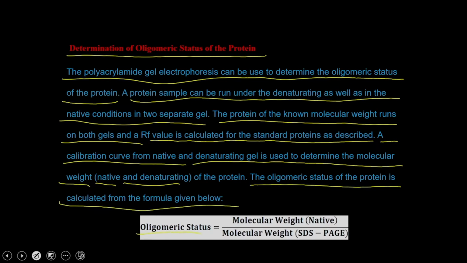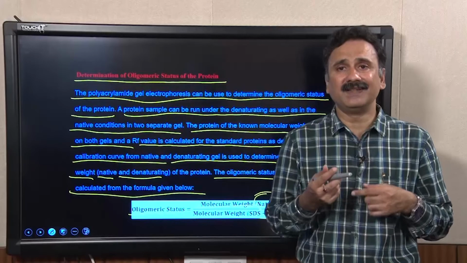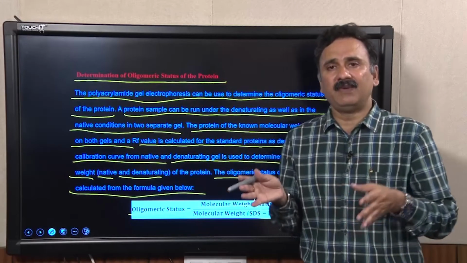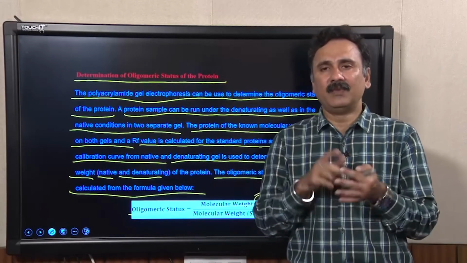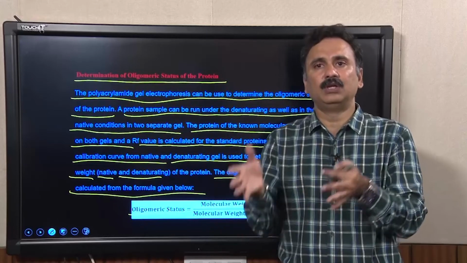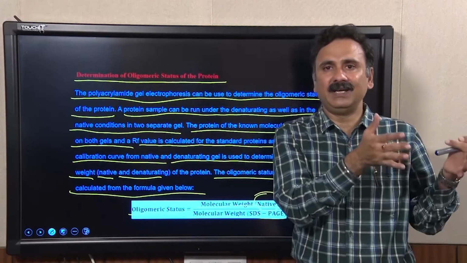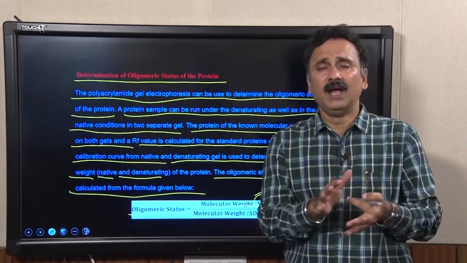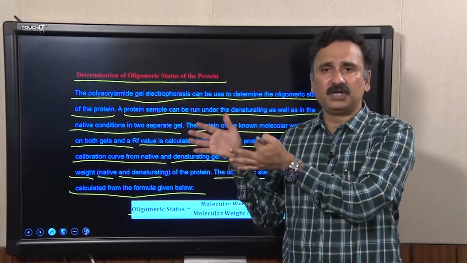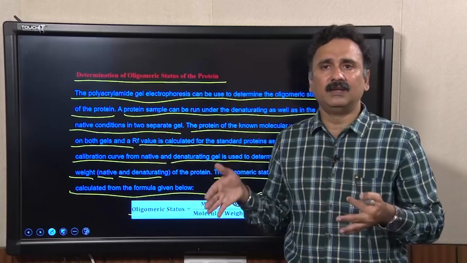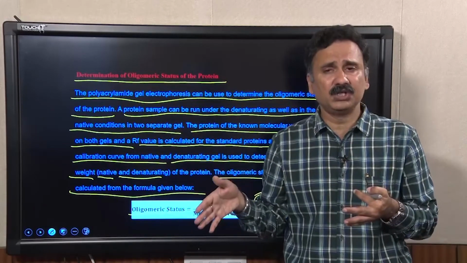Oligomeric status is equivalent to the molecular weight of the protein you get from the native PAGE divided by the molecular weight you get from the SDS PAGE. So, the process remains the same except that you might have to run the same sample on two gels. One is a native gel where you are not going to add the SDS or the beta mercaptoethanol, and then you are also going to run an additional gel where you run the protein under denaturing conditions.